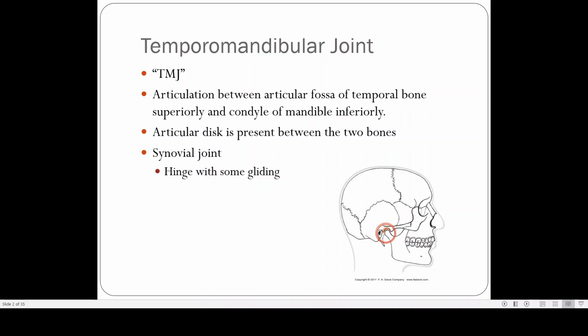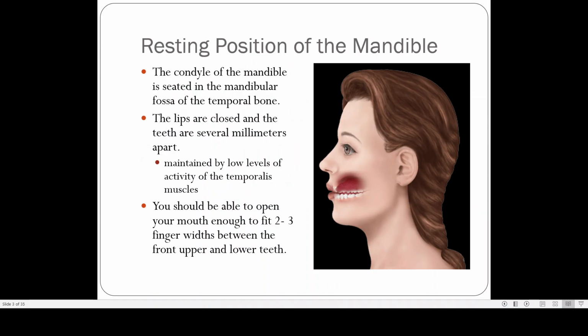And it is a synovial joint. We see it operate mostly as a hinge joint, but there is also gliding, which we'll talk about. The resting position of the mandible is going to be sort of the position that is an ideal position for your mouth to be in when at rest. So not when you're chewing or talking, but when you're just sitting, studying, watching this video. And so in order for the TMJ to be in the ideal position, we have to have that condyle sitting in the fossa of the temporal bone correctly.